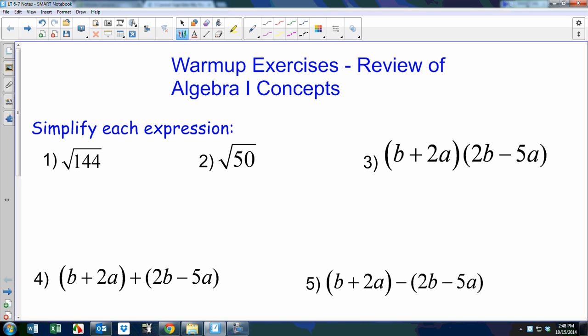So here we go. The square root of 144 is 12, because 12 times 12 would make 144. The square root of 144 is 12.